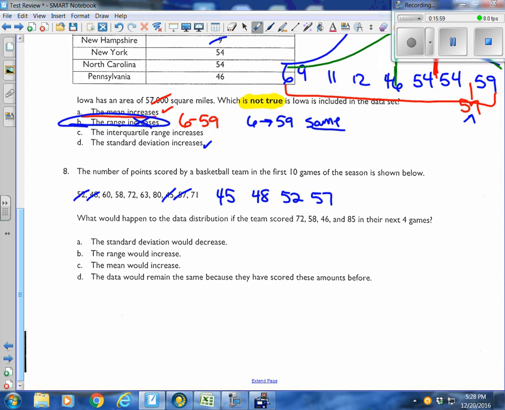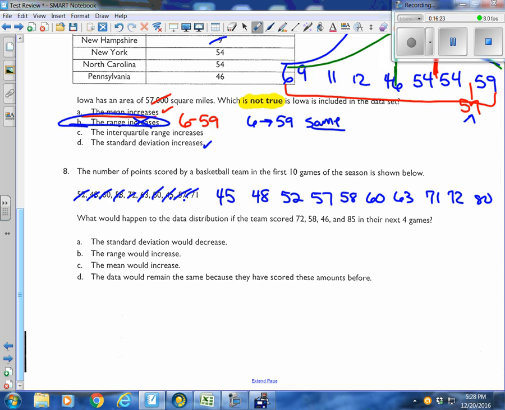Then it would be 58, 60, 63, and 71, 72, and then 80. 1, 2, 3, 4, 5, 6, 7, 8, 9, 10. 10 data points, 10 numbers in order.